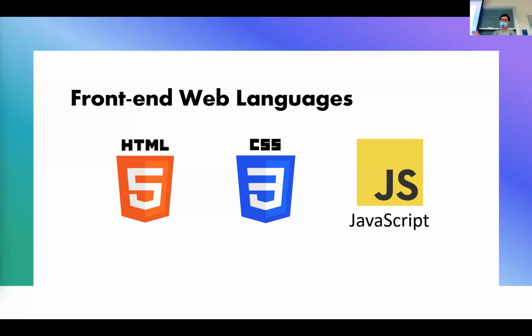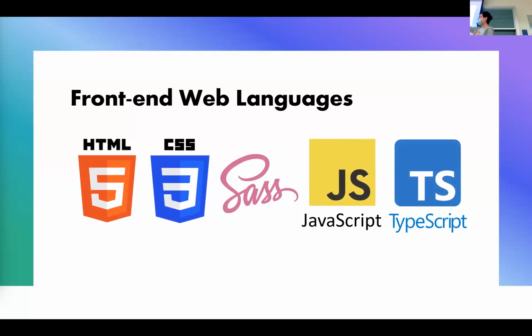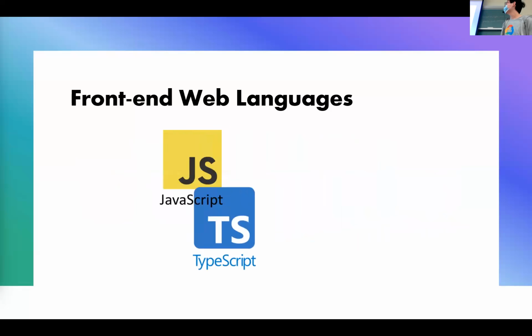However, this is kind of traditional. Now we have more languages. We have SASS, which stands for syntactically awesome style sheets, and a very popular variant of this is called SCSS. This is a new way of writing CSS. You can define variables and use arithmetic operators in this language, just like when you are writing in a programming language. And there is also a new language for JavaScript, which is called TypeScript. We will talk a little bit more about these two.